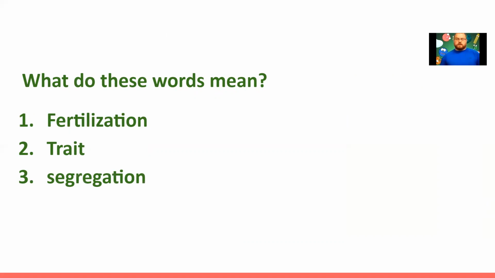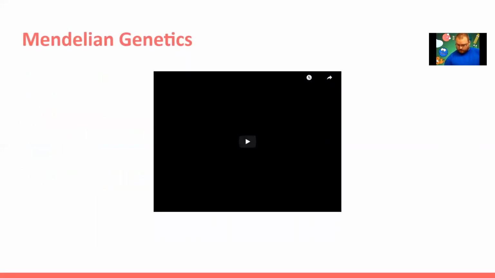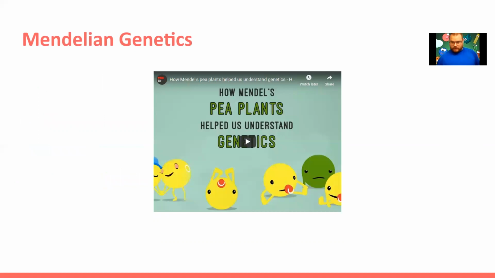Now, fertilization, you could think of that just the same way as you use fertilizer. That lets things grow a lot better. And fertilization is the first section that we're going to talk about in meiosis. Traits and segregation we will get to later. So the first thing is that we'll have a short video covering Mendel's pea plants.